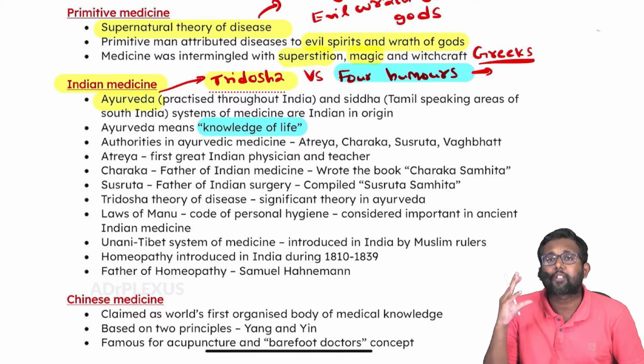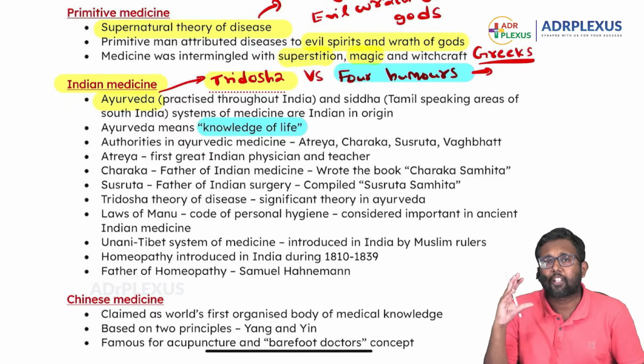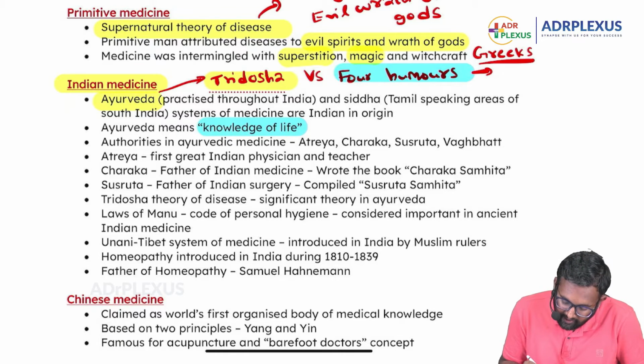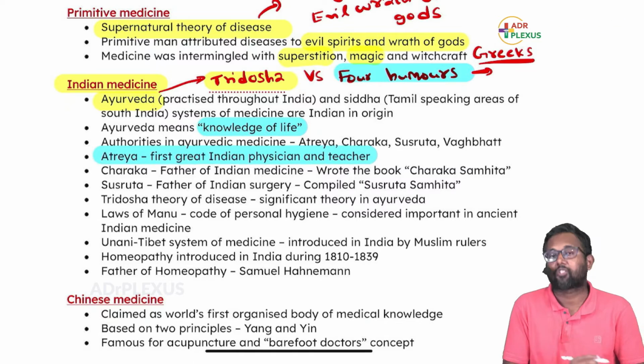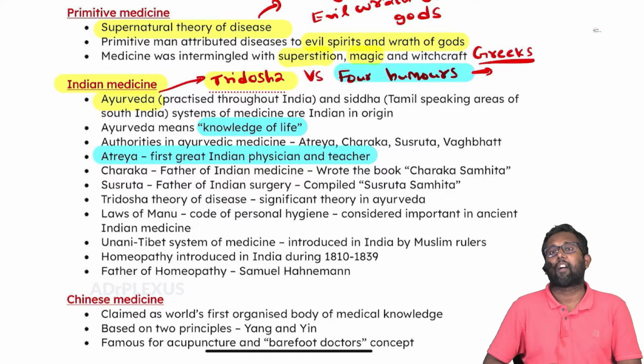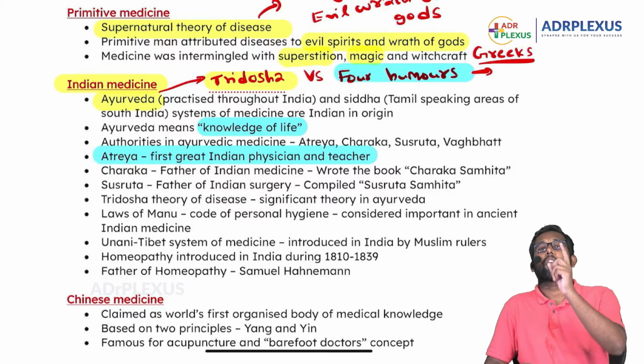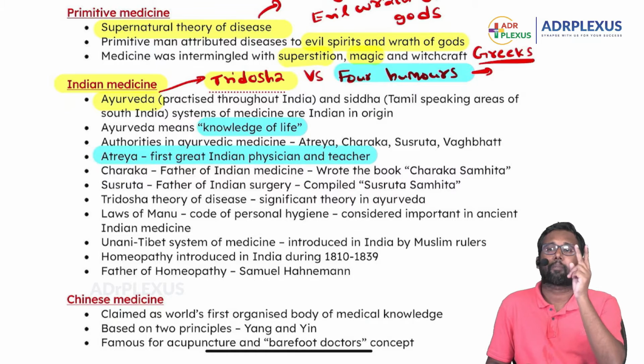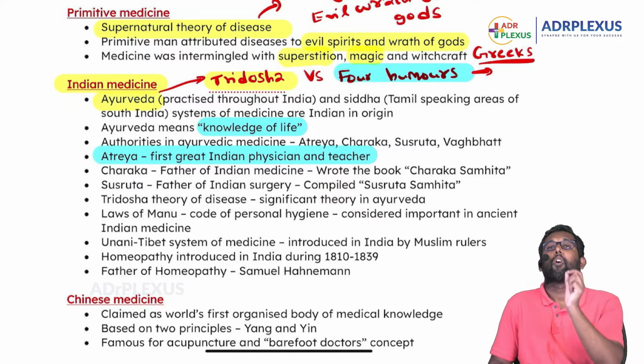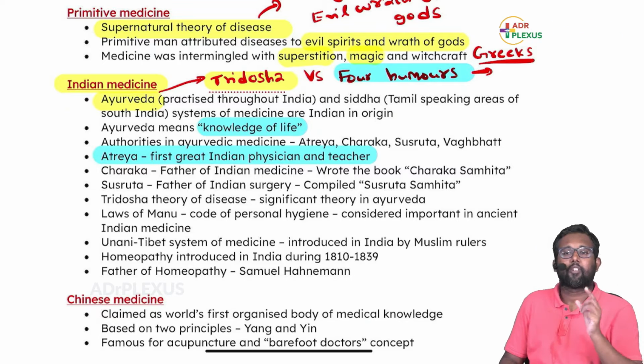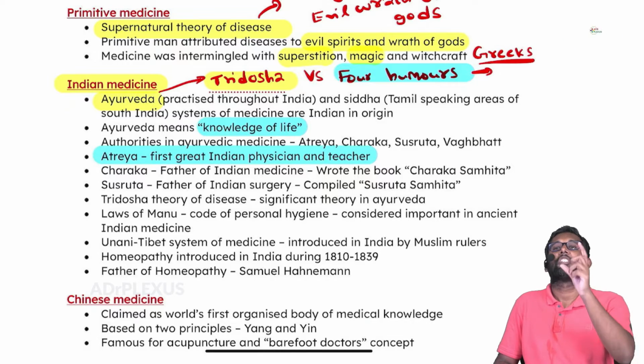Who was the first Indian physician and teacher? The first great Indian physician and teacher is Atreya. He is called Atreya. Next, one person is called father of Indian medicine and another person is called father of Indian surgery. Who is the father of Indian medicine? You know, the father of Indian medicine is Charaka.